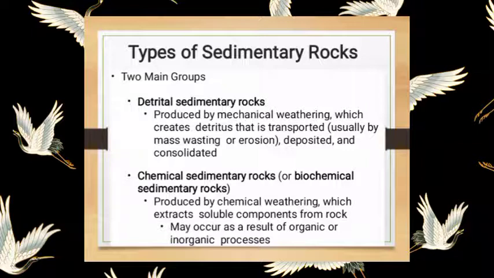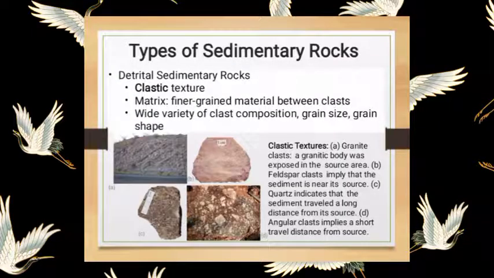There are two main groups of sedimentary rocks, which is the detrital sedimentary rocks. Ito yung tumutukoy sa pag-produce niya ng mechanical weathering, which creates detritus that is transported usually by mass wasting or erosion, deposited and consolidated. And the second one is the chemical sedimentary rocks or biochemical sedimentary rocks. Ito yung nagpo-produce ng chemical weathering, which extracts soluble components from rock, may occur as a result of organic or inorganic processes.